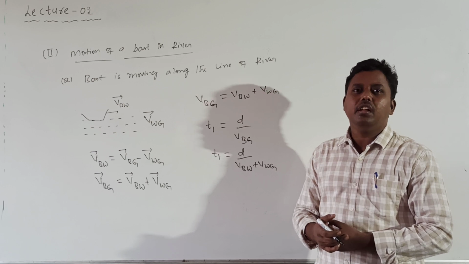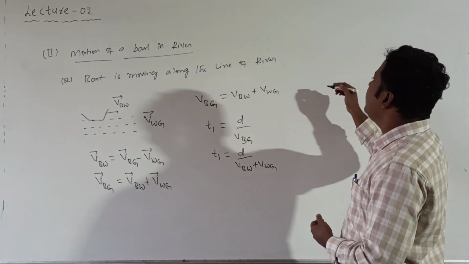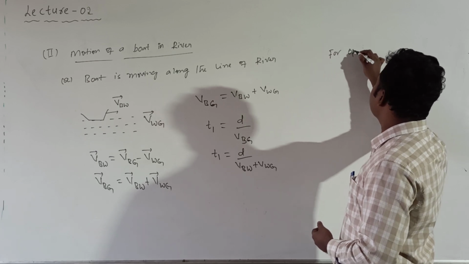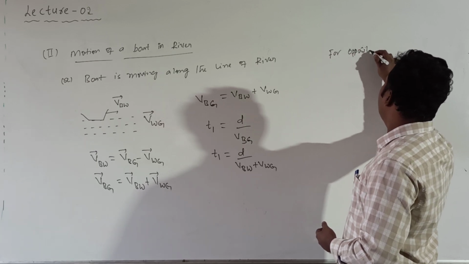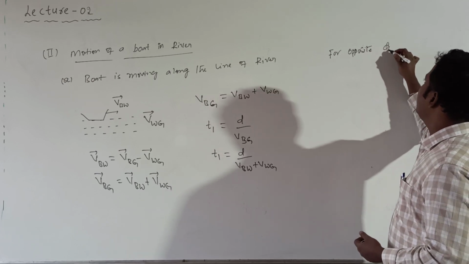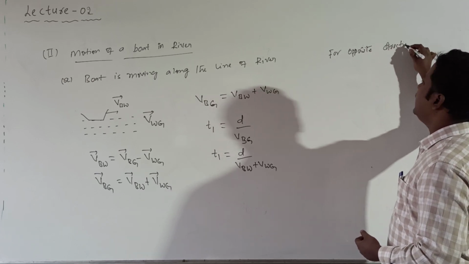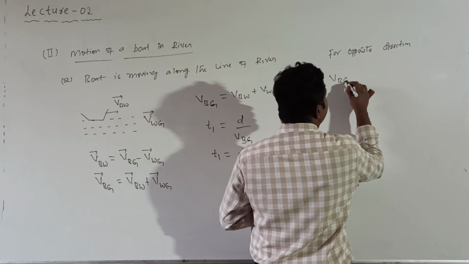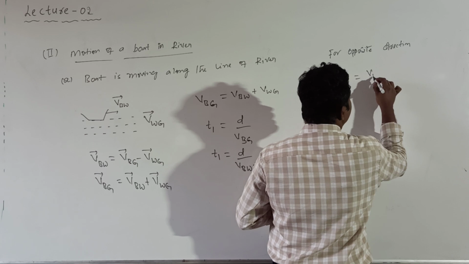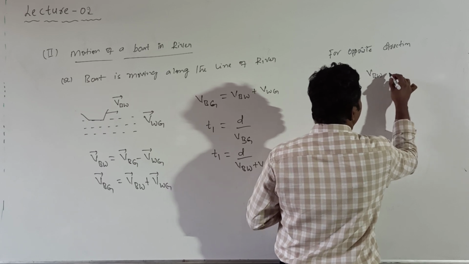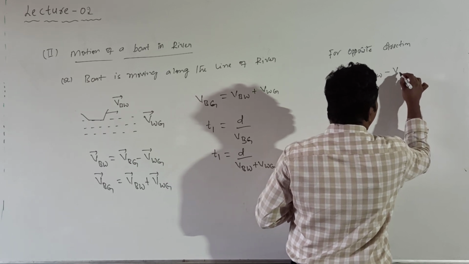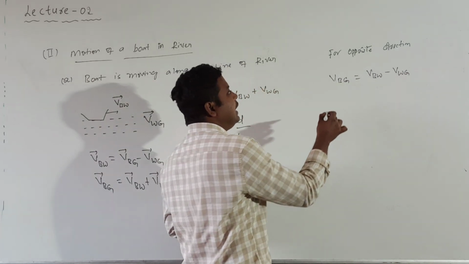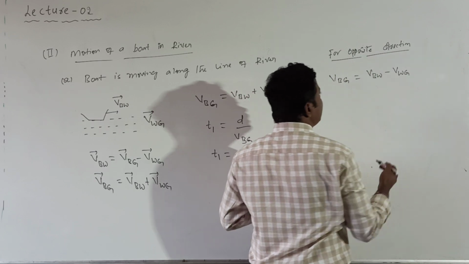In the direction of which one? River. For example, if the boat is going in the opposite direction, what is the formula for VBG? VBG will become VBW, the velocity of boat with respect to water, minus VWG, the velocity of water with respect to ground. Why minus? Because the directions are opposite.